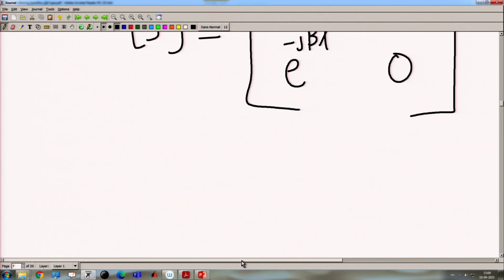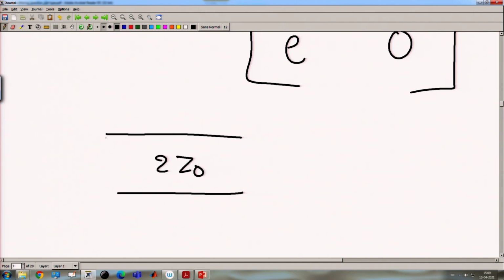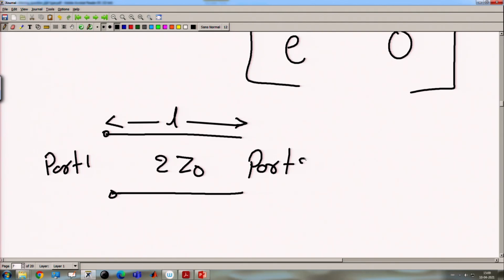In the second configuration, everything is the same, just the characteristic impedance of the line is replaced: Z0 is replaced with 2 Z0. It is 2 Z0, and the length will be the same, L. Here this side is port 1, and this is port 2.